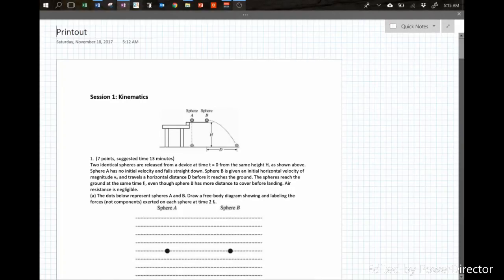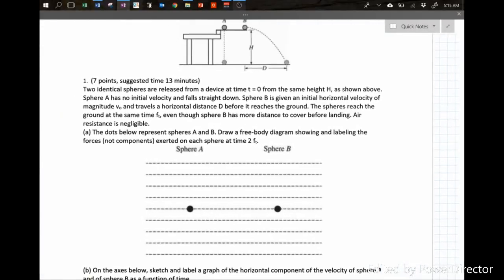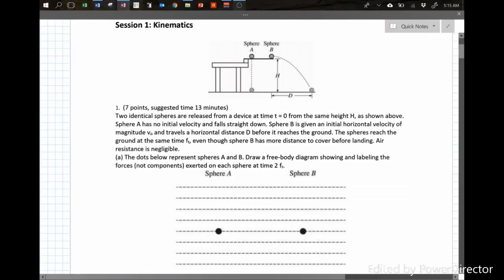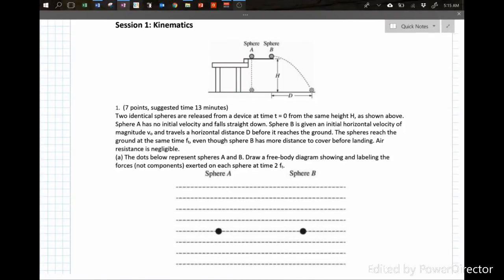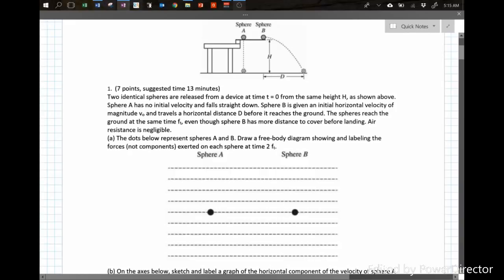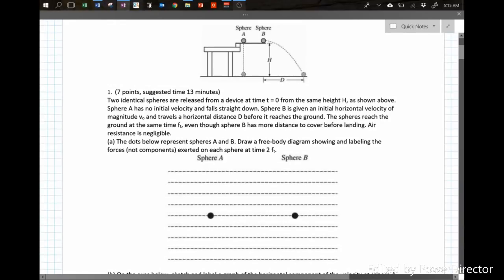Okay, this is our first session over kinematics, so we're going to jump right in. We'll talk about content as we need to, and if you'd like to, go ahead and pause as necessary as you're going through things. So here we have a free response problem. This was actually on an AP test.